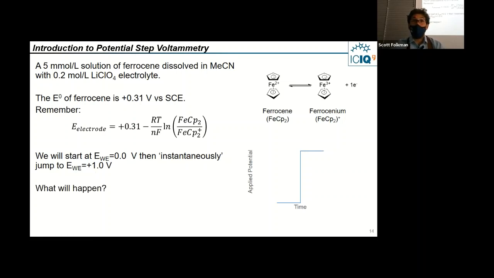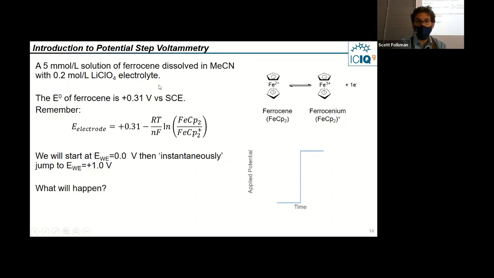And so we might ask ourselves, what will happen? And so since I showed this to you all last week, what will happen? Or do we not remember last week? Say that again. Yeah, there will be a change of the species in solution.